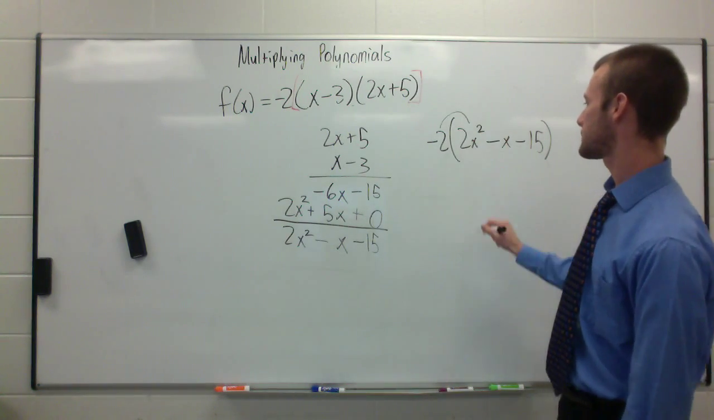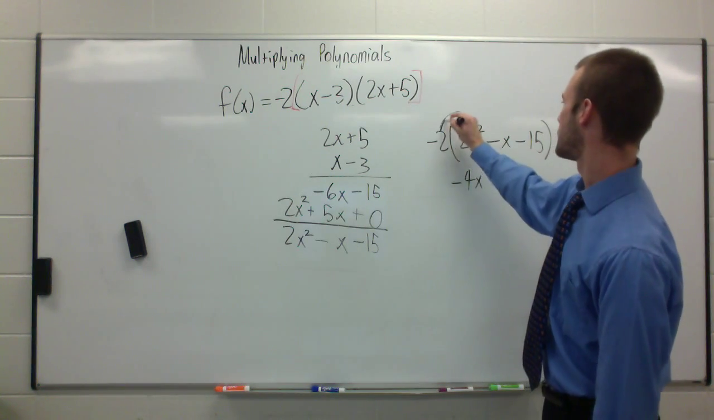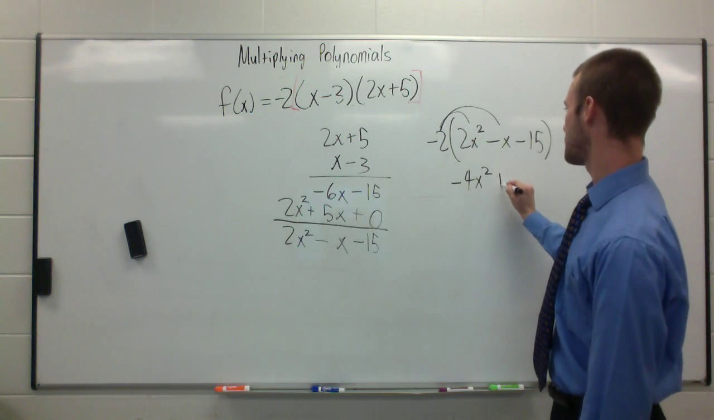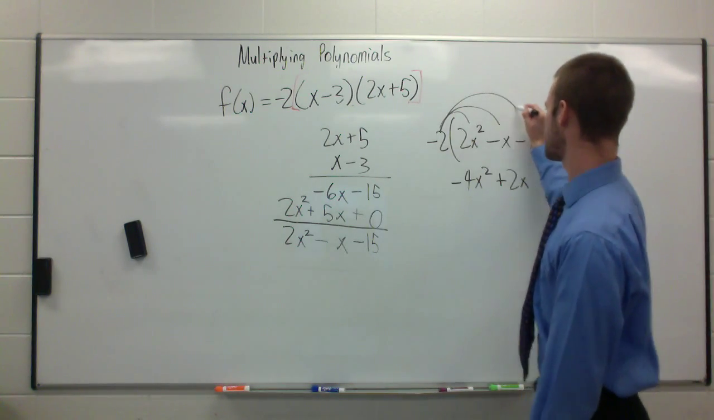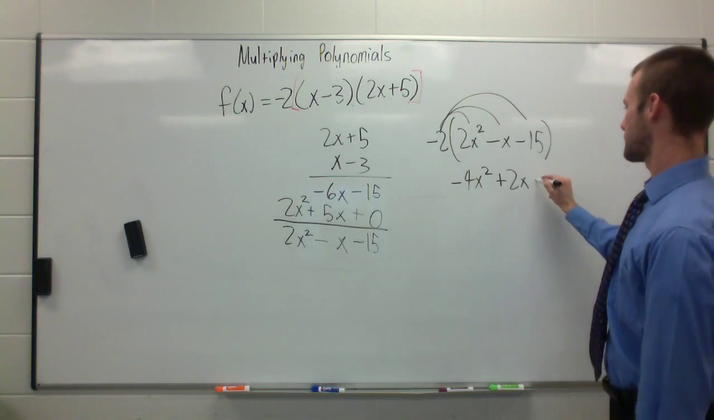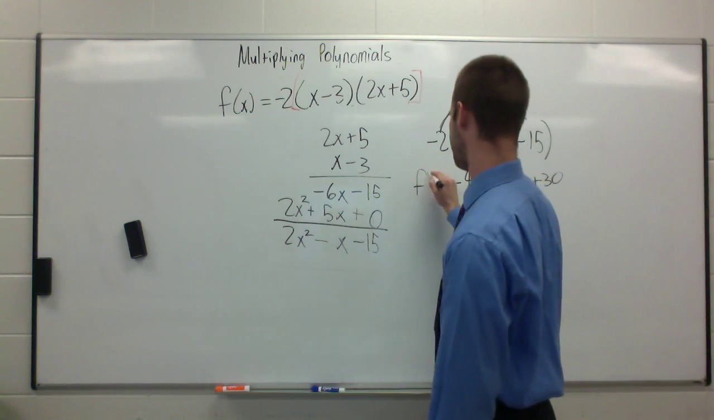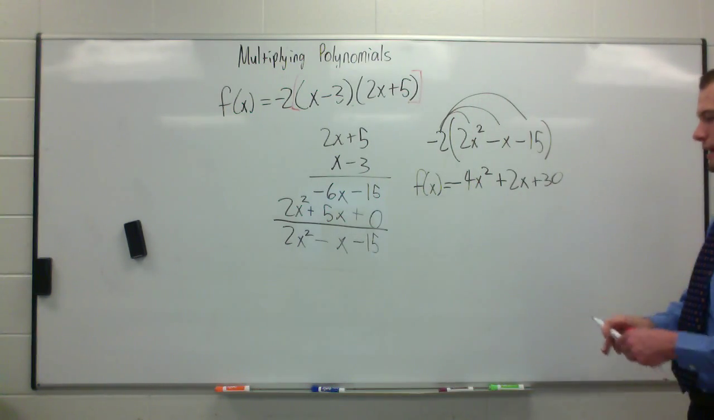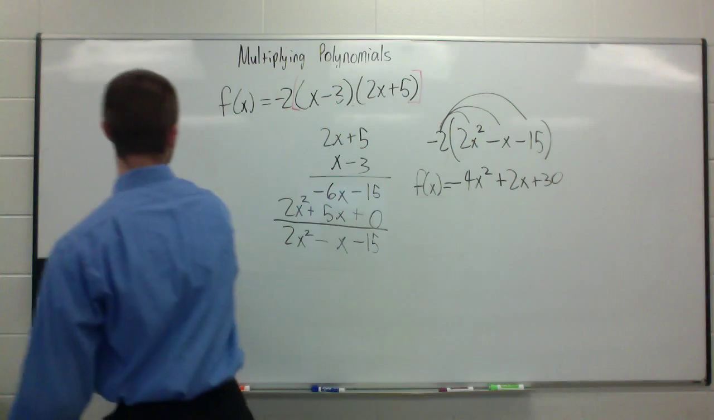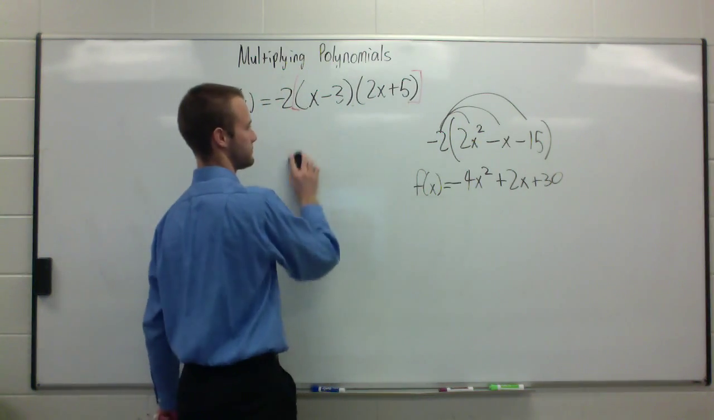So negative 2 times 2x, negative 4x squared. Negative 2 times negative x is going to be plus 2x. Negative 2 times negative 15 is going to be plus 30. So there is my final standard form of this quadratic. Let's look at another example where the quadratic is in vertex form.